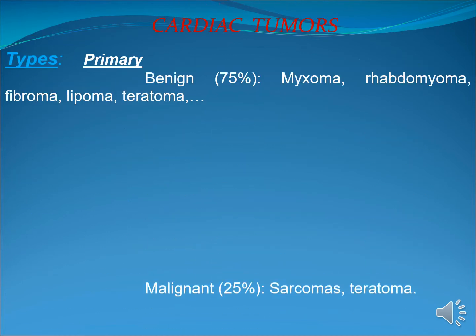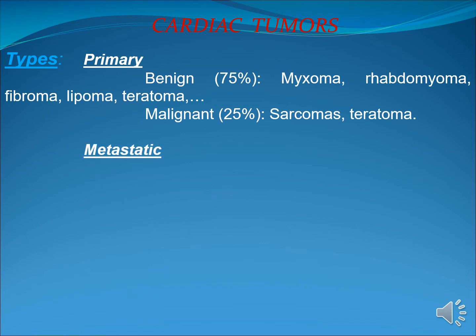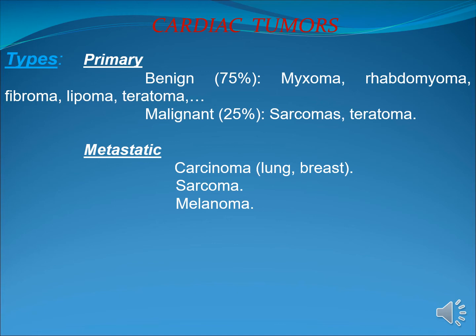Cardiac tumors. Types: primary and metastatic. Primary tumors include benign cardiac tumors, 75%: myxoma, rhabdomyoma, fibroma, lipoma, teratoma. Malignant, 25%: sarcoma and teratoma. Metastatic: carcinoma from lung and breast, sarcoma and melanoma.